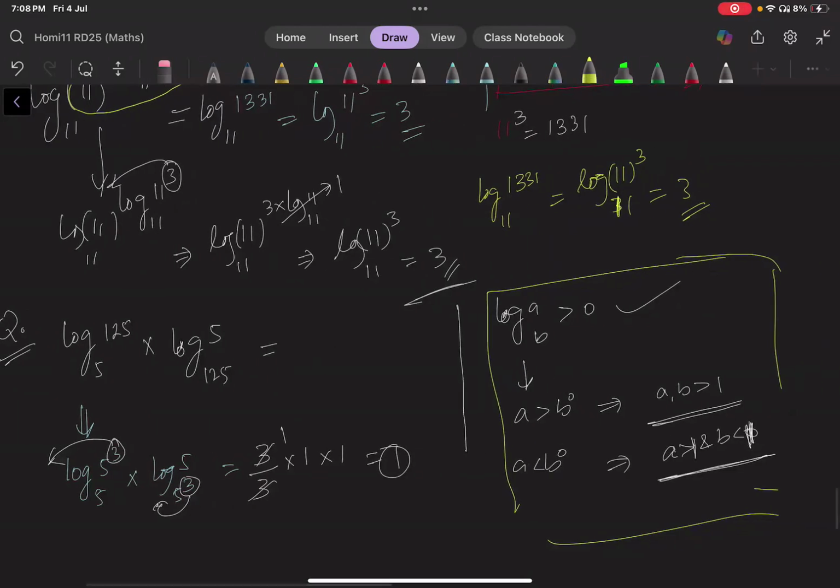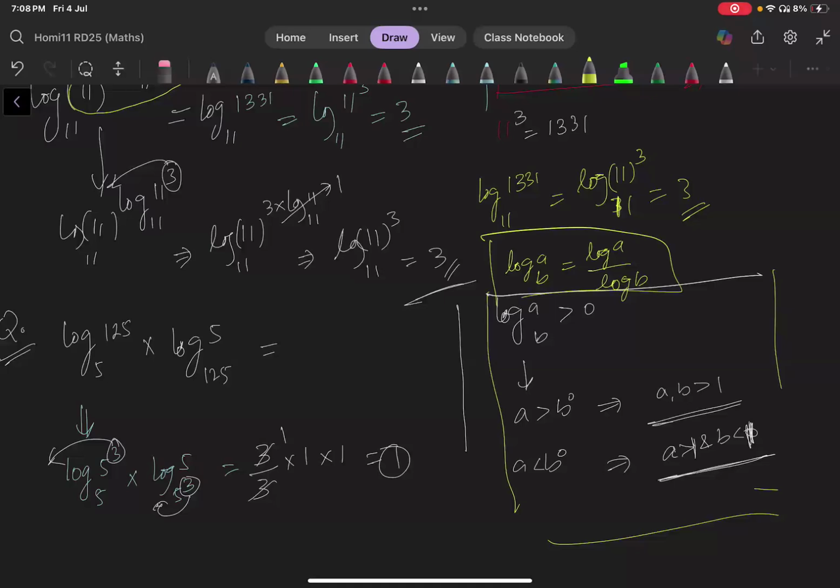I told you one more property, that log a to the base b is equal to log a over log b. Don't be afraid of properties, there are so many; as you do these questions, you will remember them on your own. We can separate both base and argument of log using this property. So we can write log 125, you can take any base or leave it like this, log 5, multiplied by the second term log 5 over log 125. And now you can see this will get cancelled out, this will get cancelled out, it is going to be 1.